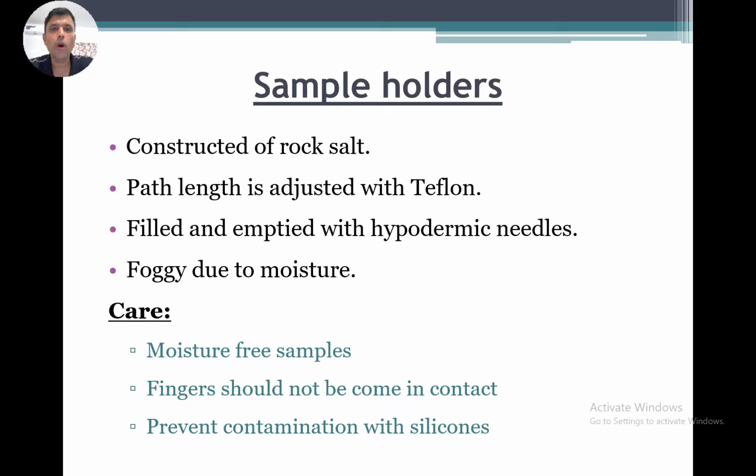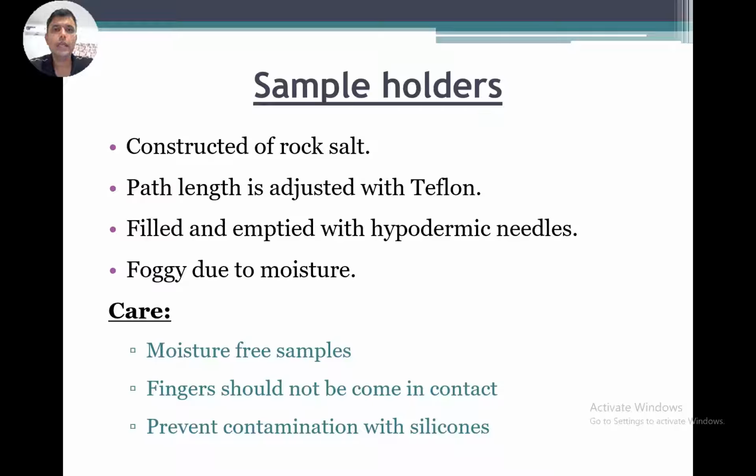And one of the most common issues that we are going to face with this sample is fogging, which is due to moisture, because we know that sodium chloride is hygroscopic in nature. That means it absorbs water from air as well as from the sample. So we should provide proper care, which is essential for the maintenance of the cell. The sample must be moisture free to avoid damage and interference. That is the most important thing.